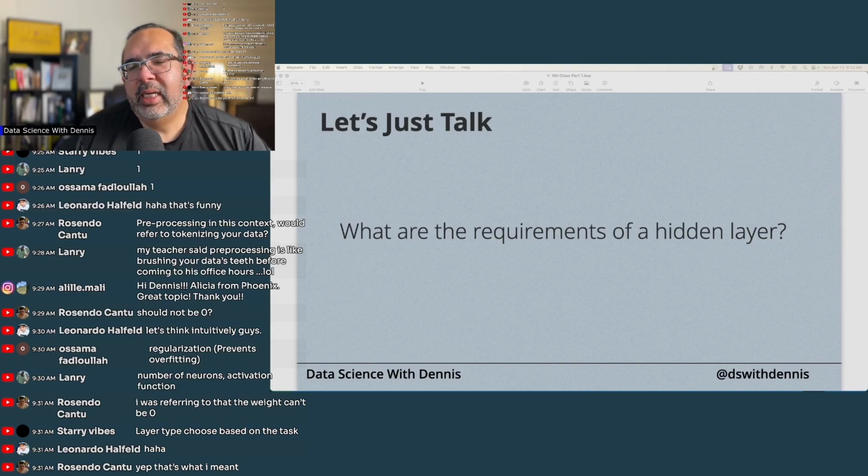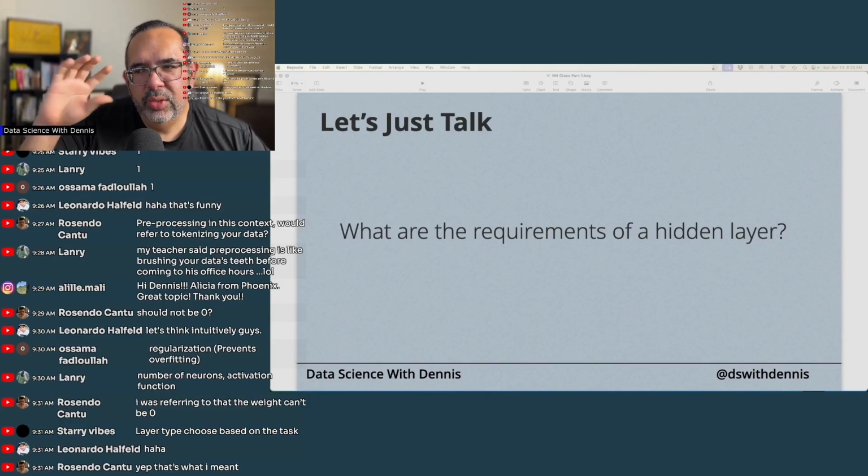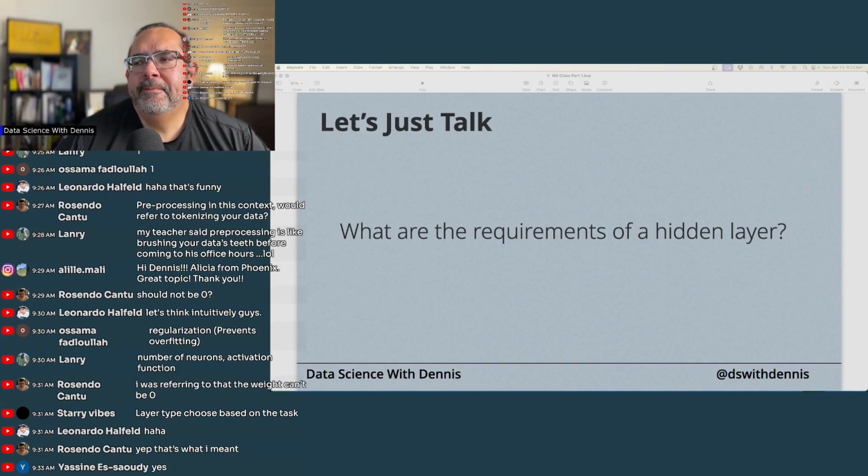If we can design it any way we want, then can we consider the number of layers and the number of nodes to be a hyperparameter? And for those of you who don't remember, when I'm talking about hyperparameters, I'm talking about things that we can tune and we can adjust during our experiments. So Yassine is already saying yes, and he's right.